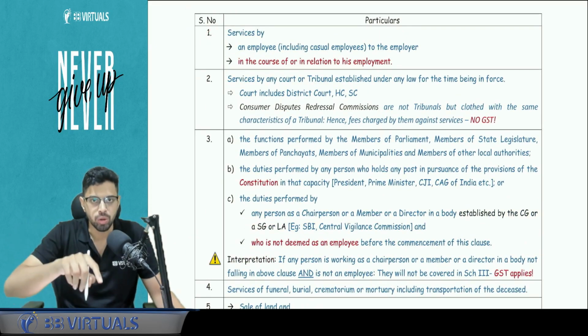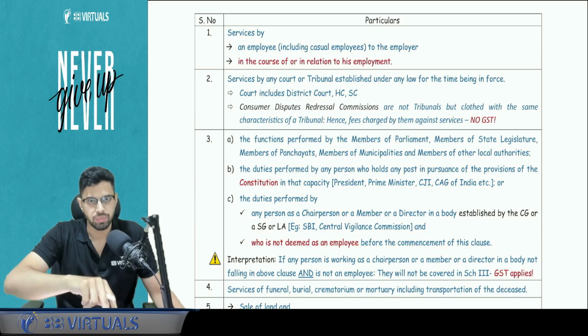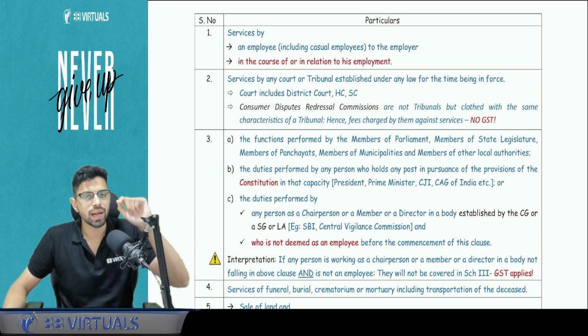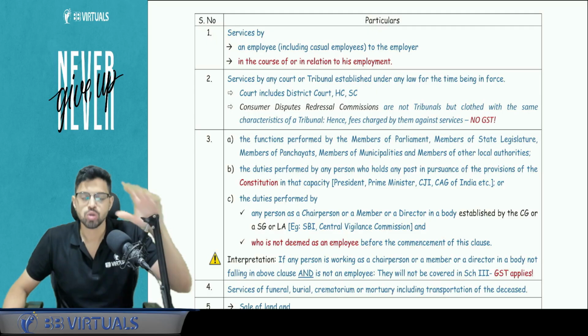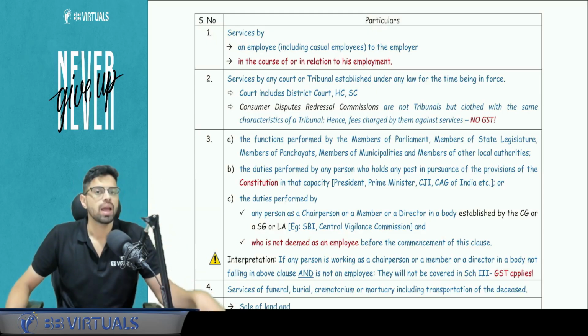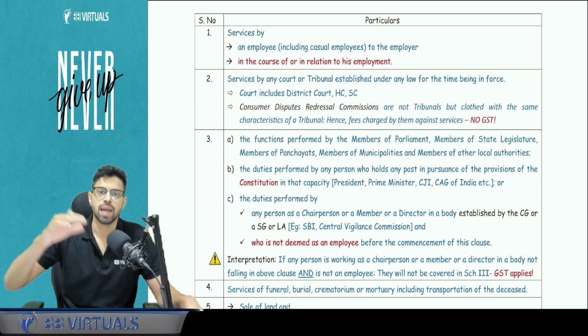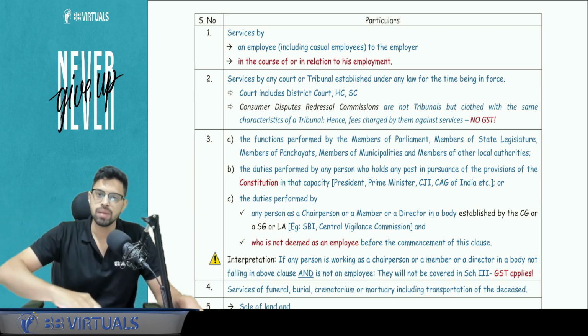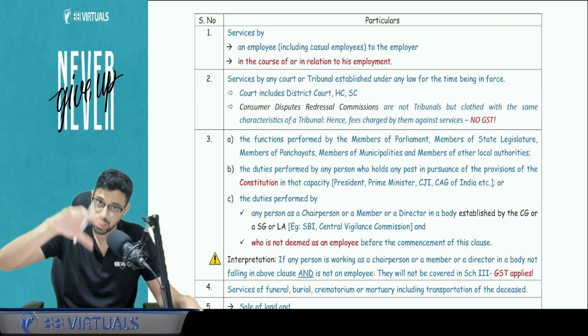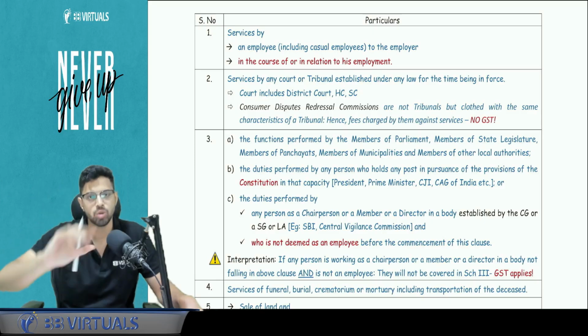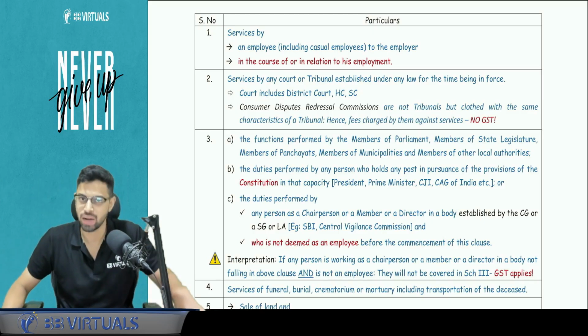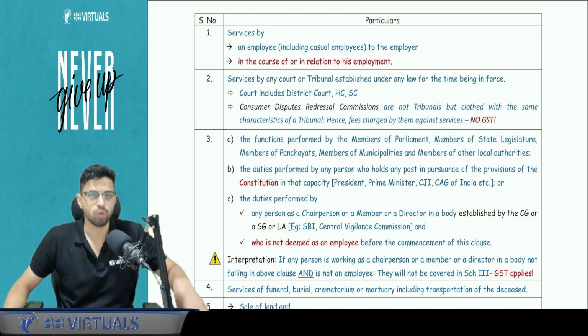Services by employee to employer in the course of employment. So please pay attention. You don't only write in the exam employee to employer, write employee to employer in the course of employment. So whatever the contract of employment is there, and under that whatever services are performed, that is outside the scope of GST. Let's say I am an employee of EY, but I have a family business. If with respect to that business I am giving something, it is not in the course or nature of employment, that will be liable to GST, that too under forward charge mechanism.